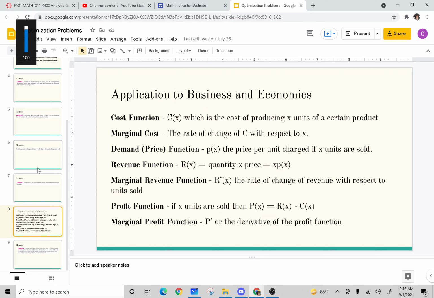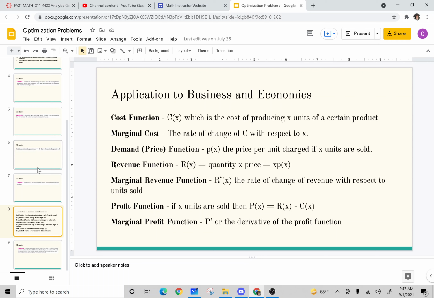Okay, so for the last part of this video, we're going to look at an application with business and economics. We've got a cost function C, which is the cost of producing X units. And we've got the marginal cost, which is the rate of change of C with respect to X. The demand function, which is P of X, the price per unit charged if X units are sold.